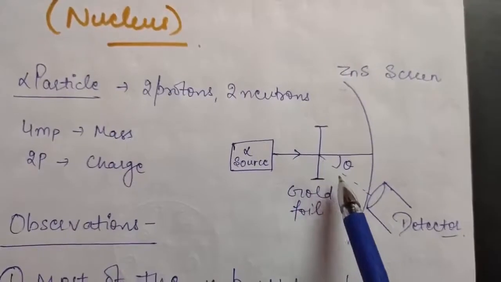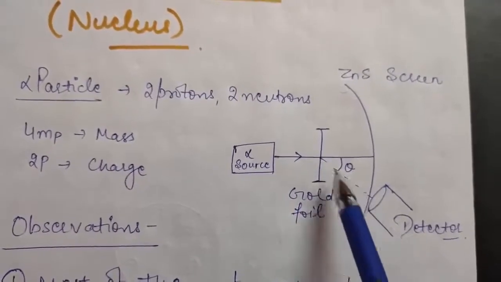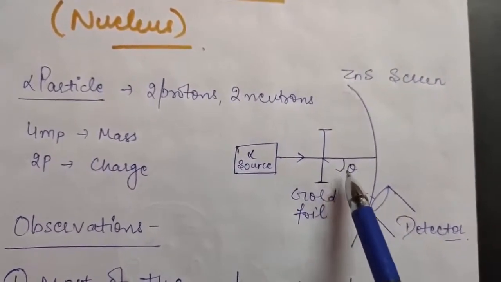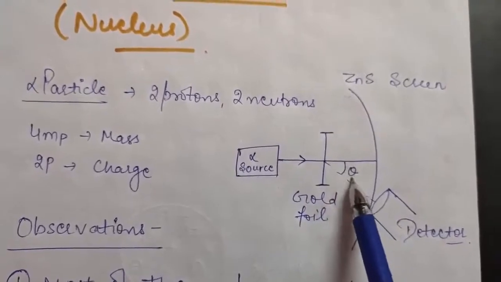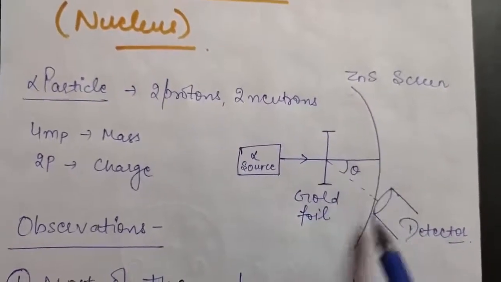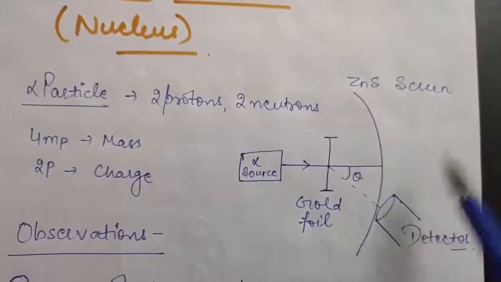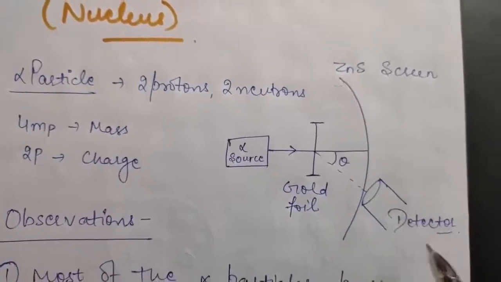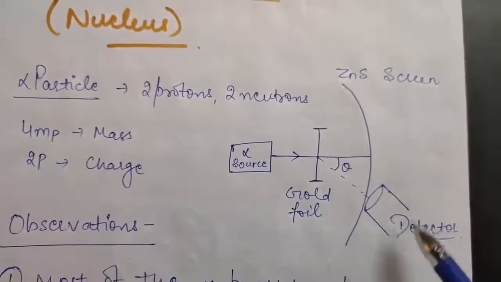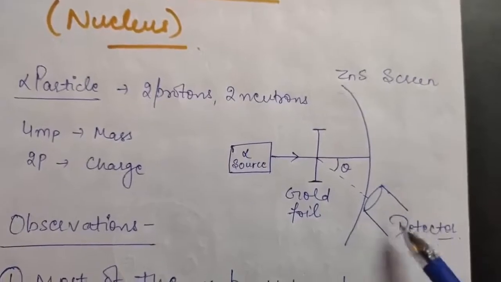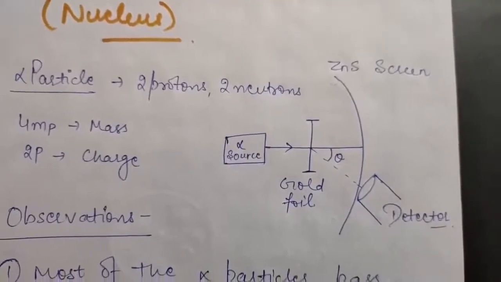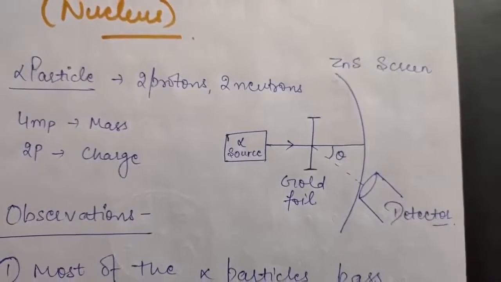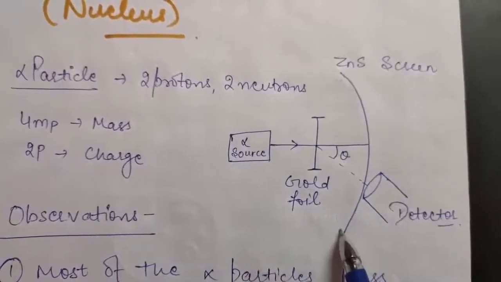I have taken any scattered ray at any instant which is at an angle of theta, so this becomes the angle of scattering. This was the zinc sulfide screen taken by Rutherford, and this detector is a rotatable detector which can rotate to see the various intensities at different scattering angles. So this was the Rutherford experiment.